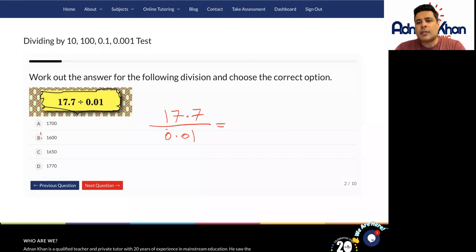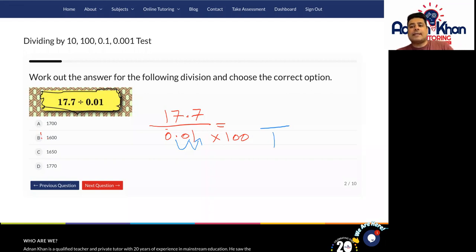Now, to turn the denominator, which is the bottom number, into a whole number, we are going to multiply by 100. The reason we're going to multiply by 100 is because 100 has 2 zeros, and when we multiply a number by 100, the decimal point goes to the right twice. So once, twice. In that case, our denominator then becomes 1.